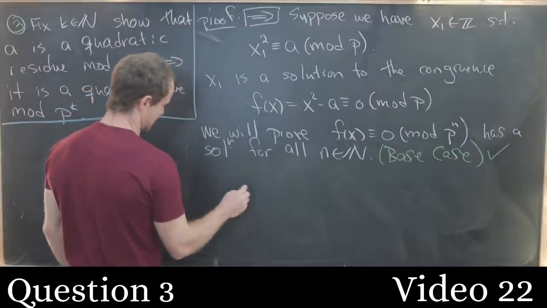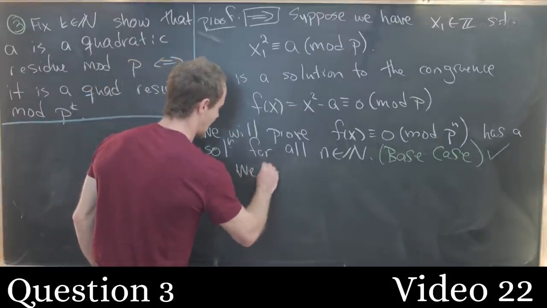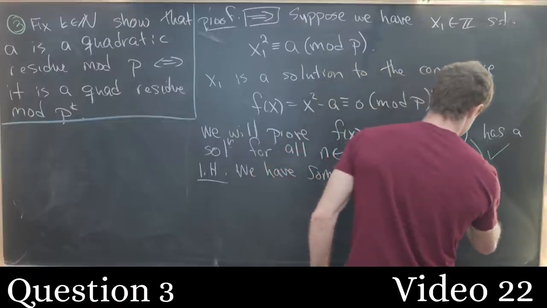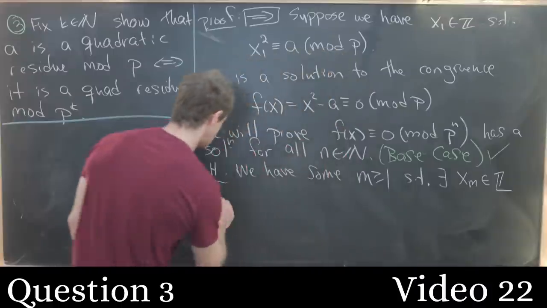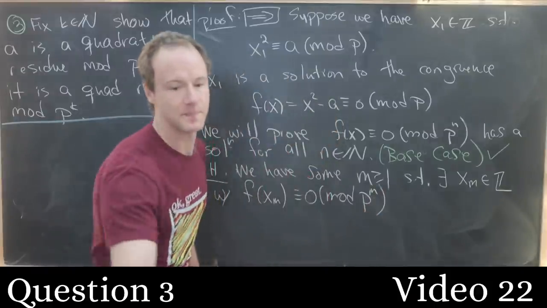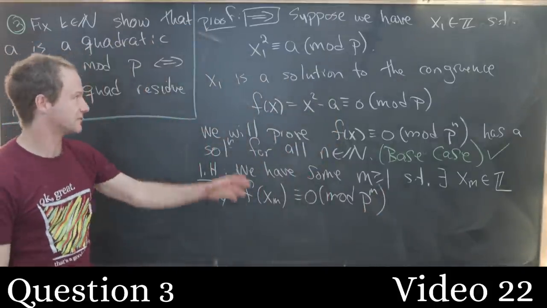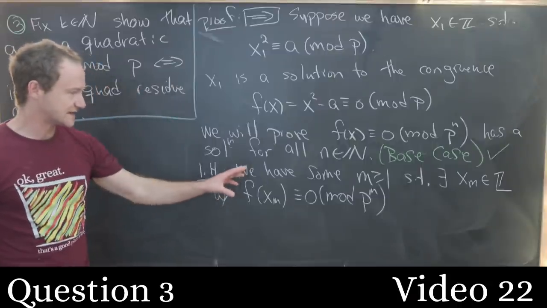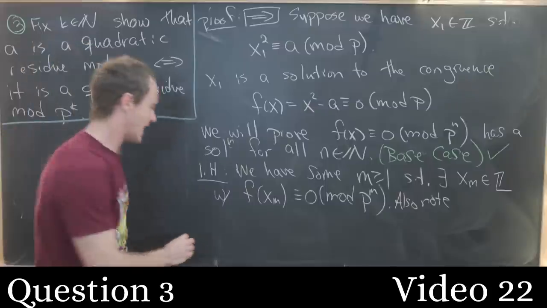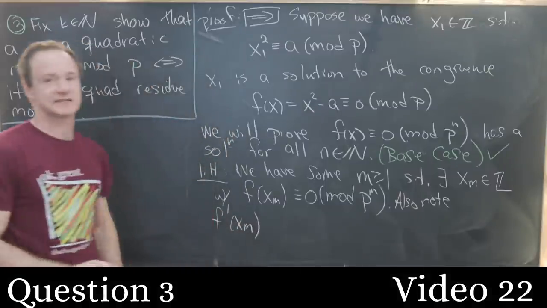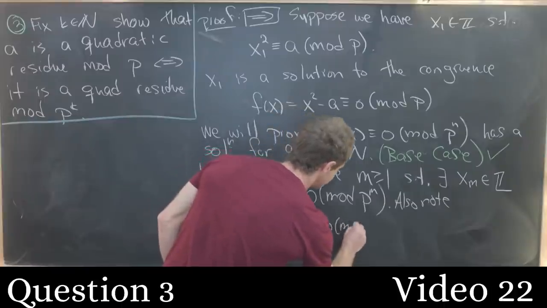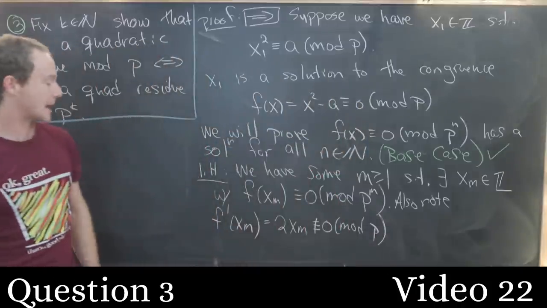So that means we need to make an induction hypothesis. Our induction hypothesis will be we have some m bigger than or equal to 1, such that there exists xm, which is an integer, with f evaluated at xm congruent to 0 modulo p to the m. I'm using m as my inductive index here because k has been taken up by this right here. Okay, so that's our induction hypothesis. Now let's also notice that f prime evaluated at xm is equal to 2 times xm, and that is not congruent to 0 mod p. Okay, so why is that?